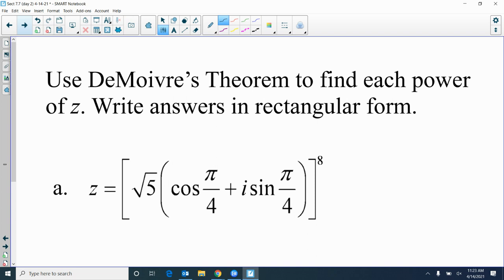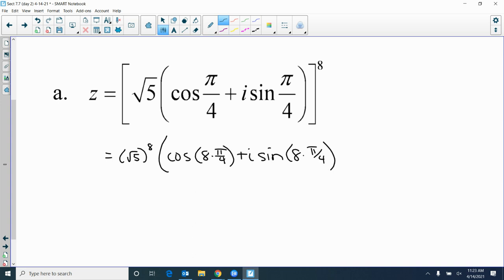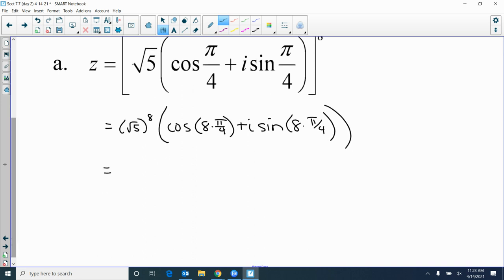All right, square root of 5. This one's in radians. Keep it in radians to begin with. So here's what you're going to do. Z to the 8th power. Okay, or square root of 5. This is going to become square root of 5 to the 8th, cosine of 8 times pi over 4 plus I sine of 8 times pi over 4, and then square root of 5 to the 8.